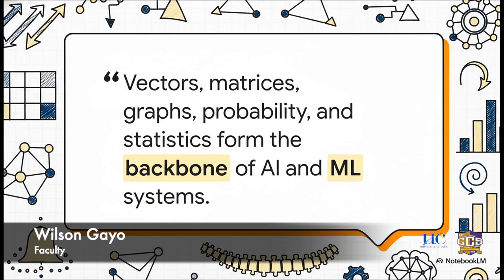Okay, let's start with this quote from your lecture notes because it's everything. Vectors, matrices, graphs, probability. This isn't just a random list of math topics. This is the literal backbone of AI. It's how these systems think. So let's keep this idea front and center.